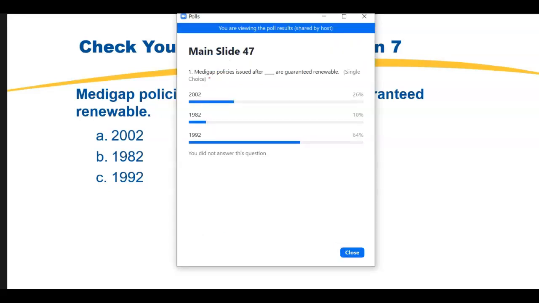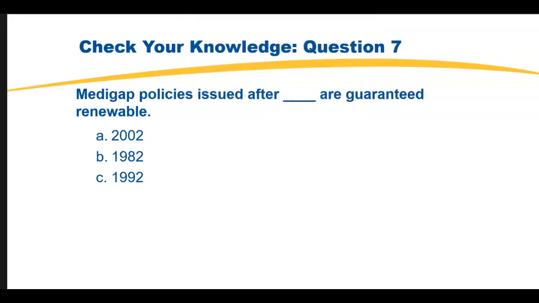Okay. All right. So let's see. We have some of you who answered for each of the years, but the answer is what most of you thought, 1992. And after 1992, Medigap policies are guaranteed renewable. So insurance companies can't drop your coverage unless you stop paying the premiums, you weren't truthful on your application, or the insurance company goes bankrupt or insolvent, which I know we just had a slide on that. So good job, everyone.